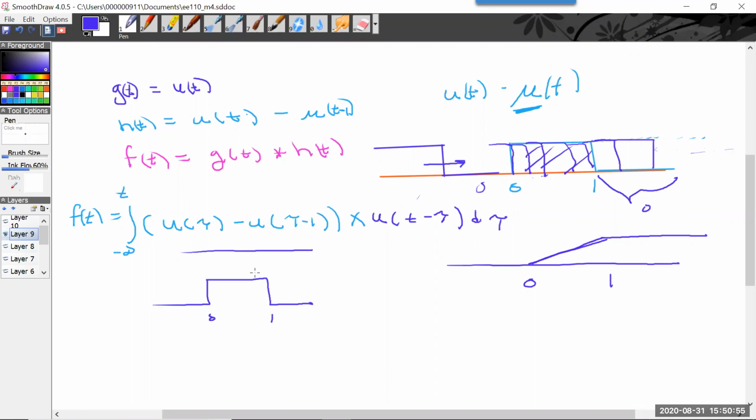But to actually do this convolution integral this way, it's more trouble than it's worth. You can break this up into u of tau times u of t minus tau, and then find the subtracted and the delayed and then sum it together. Essentially you multiply this through and come up with two separate integrals.